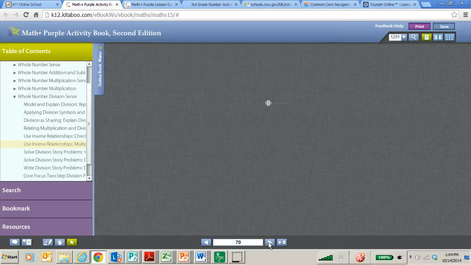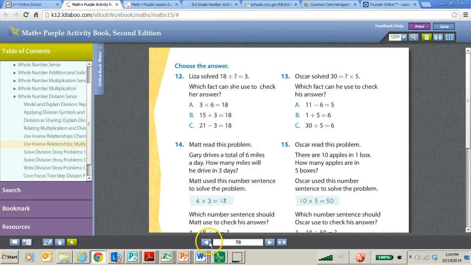There's tons of things on the inverse operation and using what you know to solve for what you don't know. So for example, here we have 18 divided by what is 3. So let's think 3 times what equals 18. Well, I know 3 times 6 equals 18. So the answer would be 6, or A.